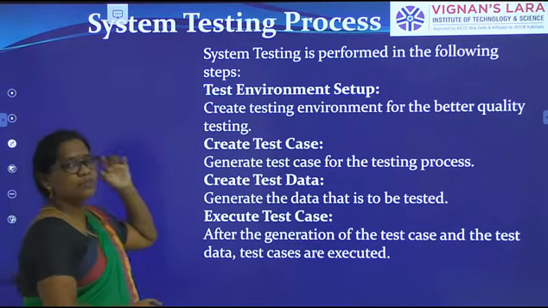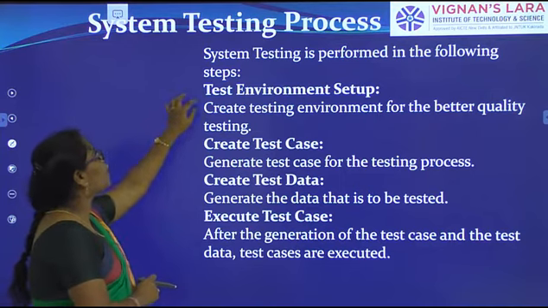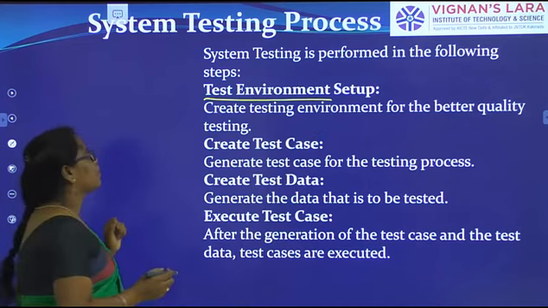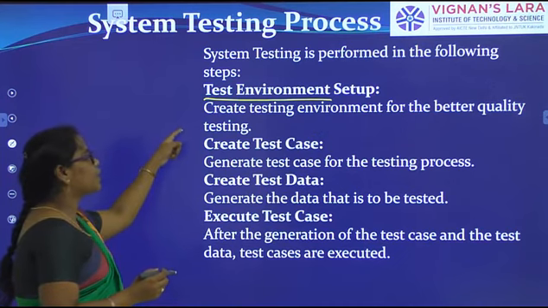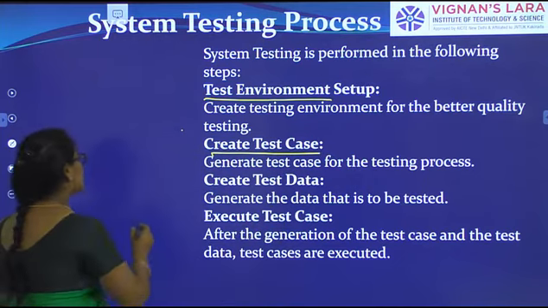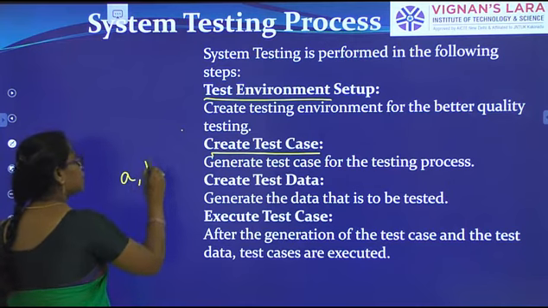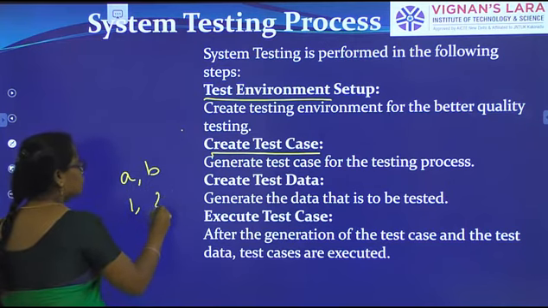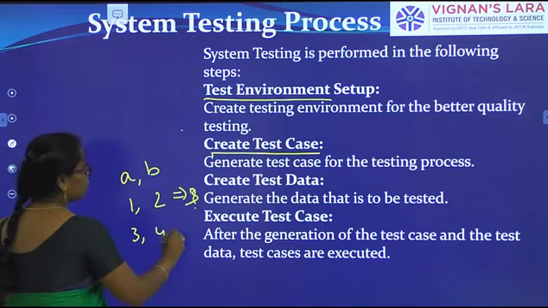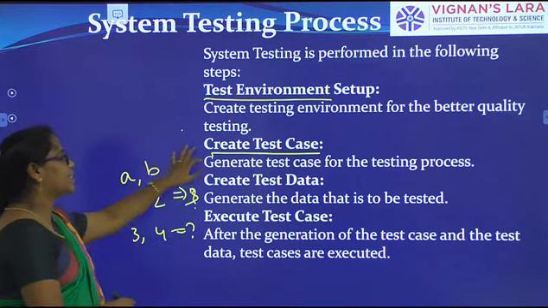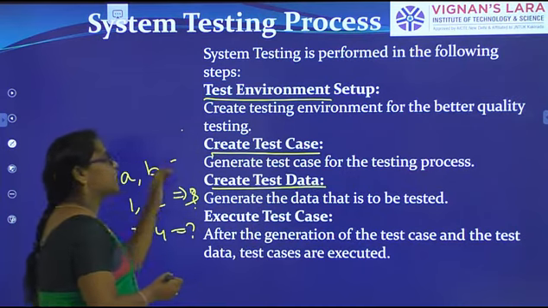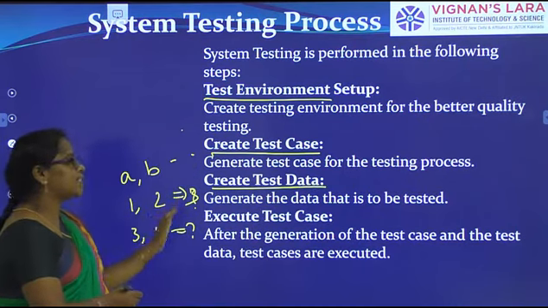System testing will be performed in the following steps. First, we have to do the environment setup in order to get better quality. Next, we have to create the test cases. Test cases means, for example, you are using some variables A, B. If I give 1 and 2, what is the output? If I give 3, 4, what is the output? Like that we have some test cases, and we have to generate them. Next, create the test data. Whatever test cases we made, we have to create some data for them.